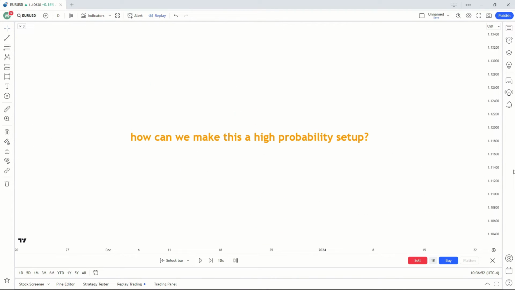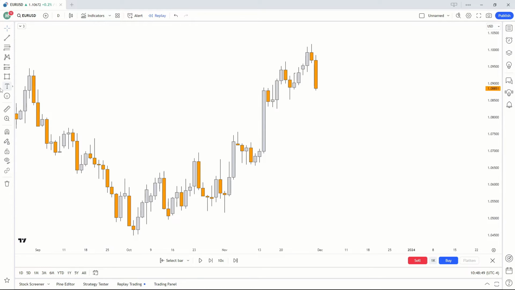Now, how can we take this concept and turn it into a high probability setup? The most important part, actually trading this concept and becoming profitable from it. We are going to implement two key confluences. The first is time frame. So if you are trading this on a lower time frame, such as the 4 hour or the 1 hour, you want to make sure you're avoiding Asian session.